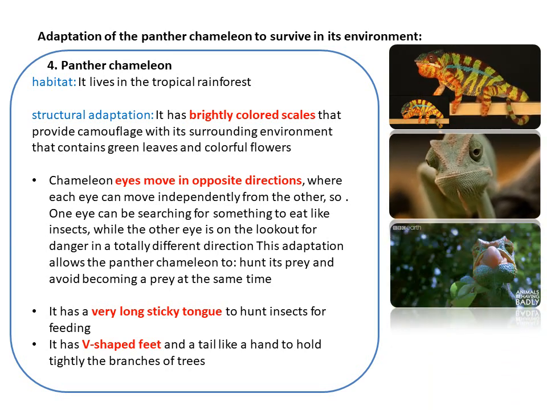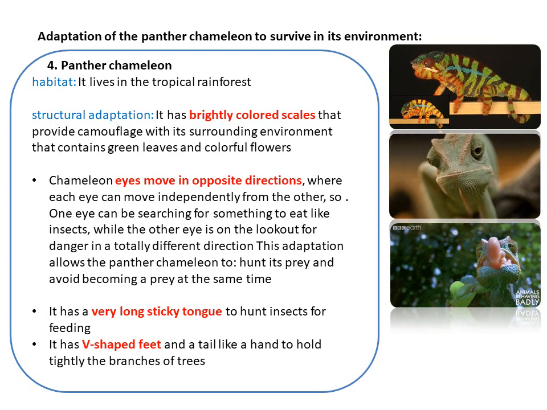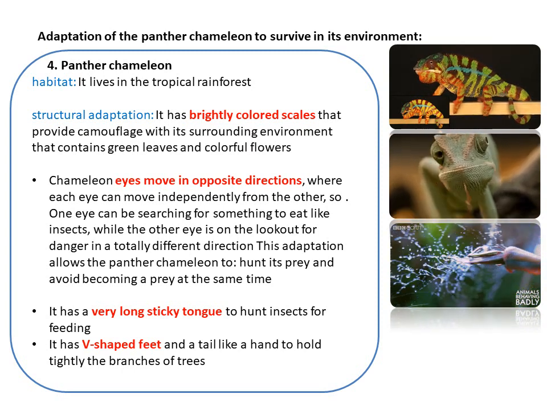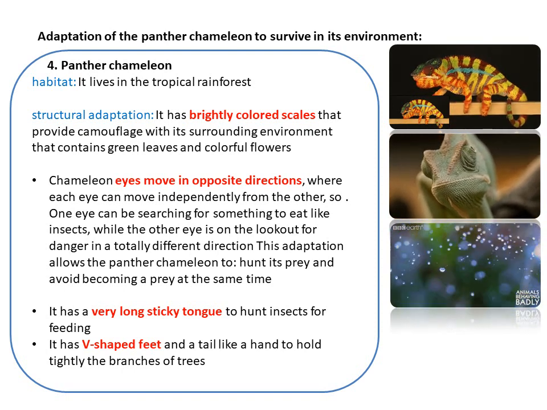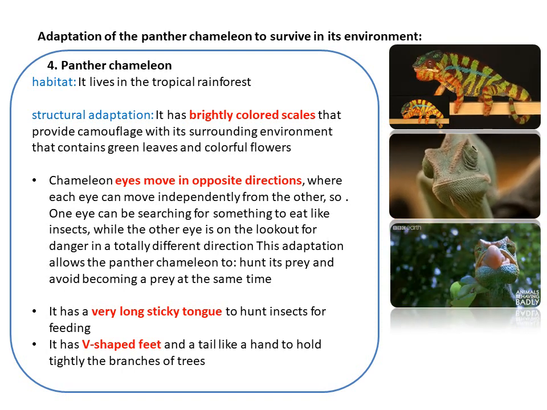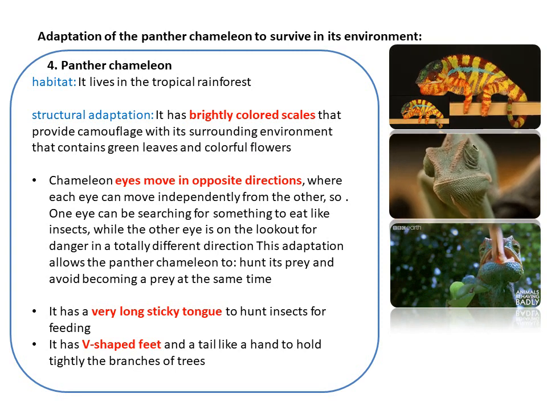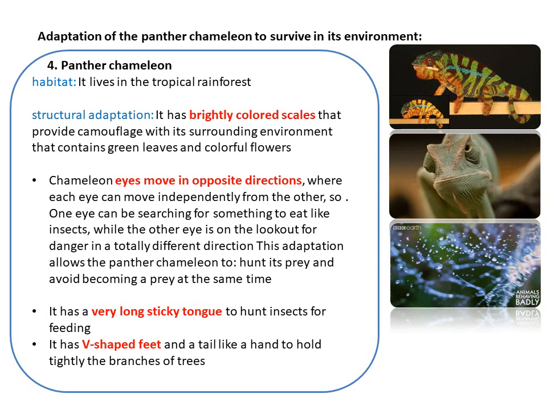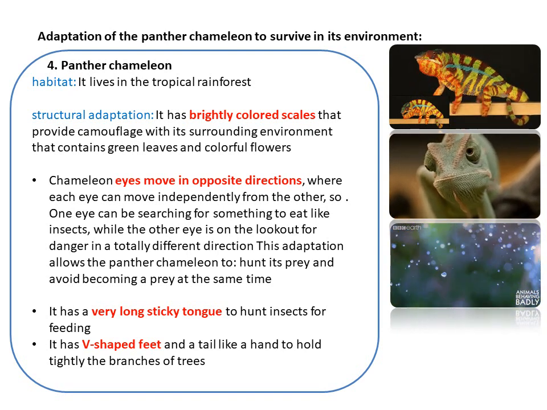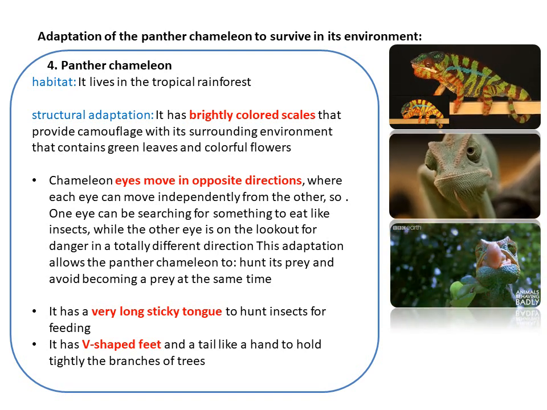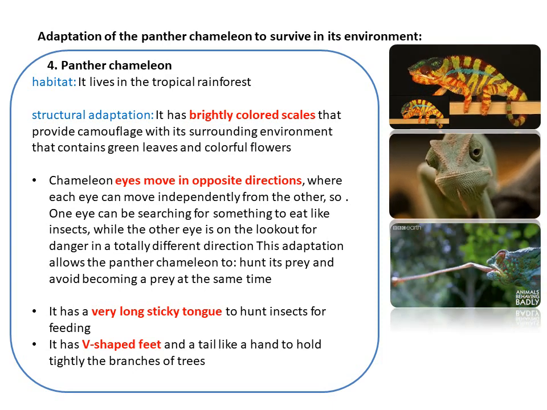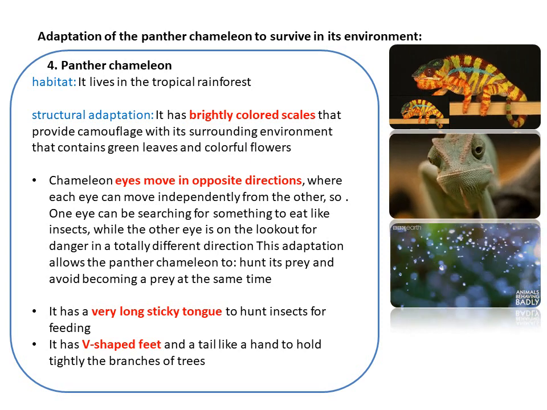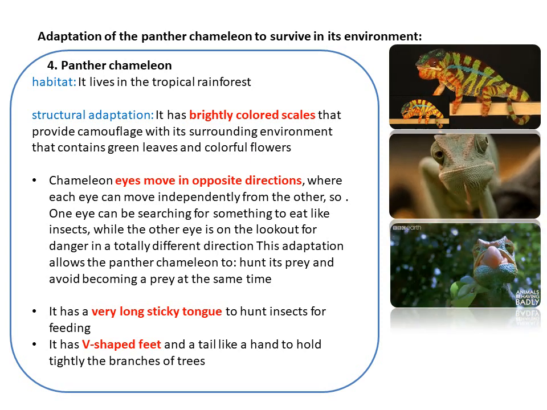Also, it has a very long sticky tongue to hunt insects for feeding. So the panther chameleon is too slow, so the tongue is very long to allow very fast hunting, and also it's sticky, so it can stick to the prey and catch it fast.